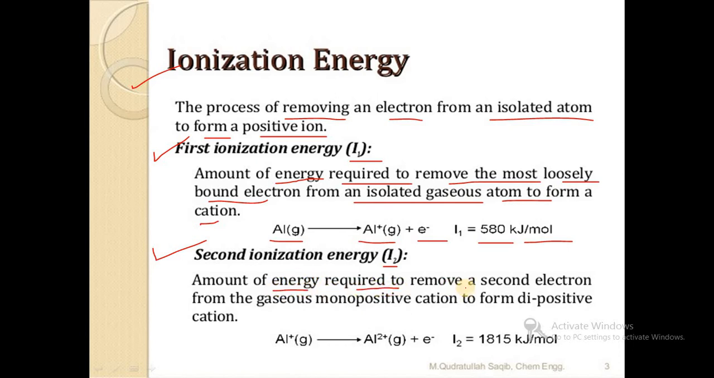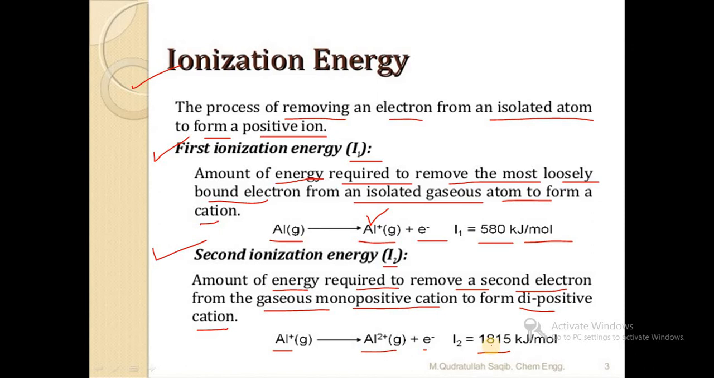Then the second ionization energy, which is represented by I2, is the amount of energy required to remove a second electron from the gaseous monopositive cation to form a dipositive cation. We have already formed the monopositive cation Al plus, and when energy is supplied to remove the outermost electron from Al plus, we get Al 2 plus with the removal of 1 electron. The energy required is 1815 kilojoule per mole, which is higher than the first ionization energy.